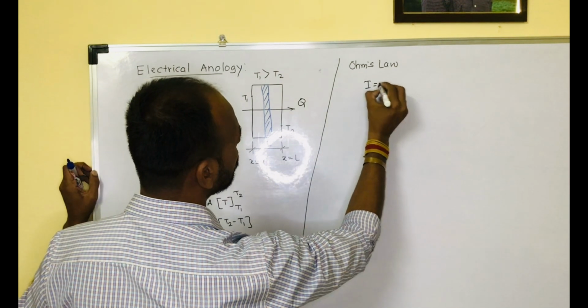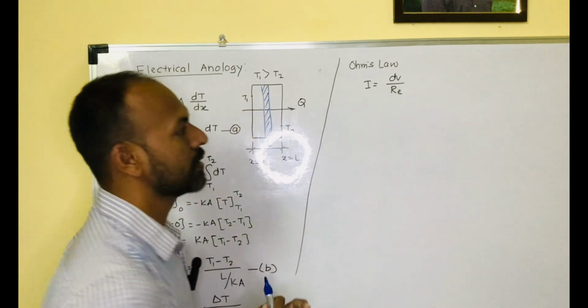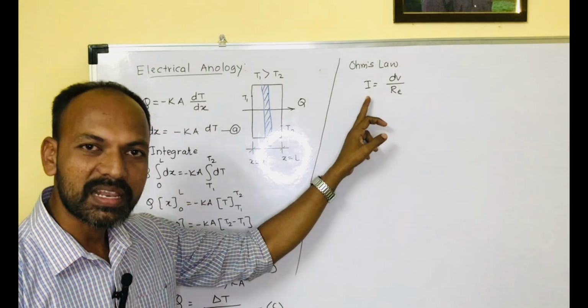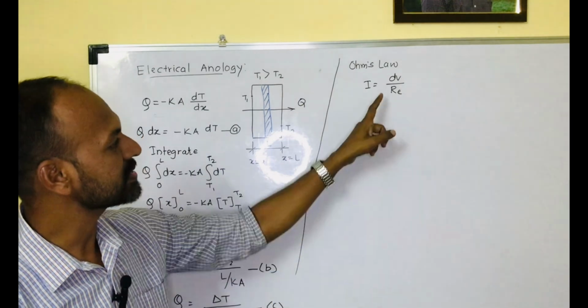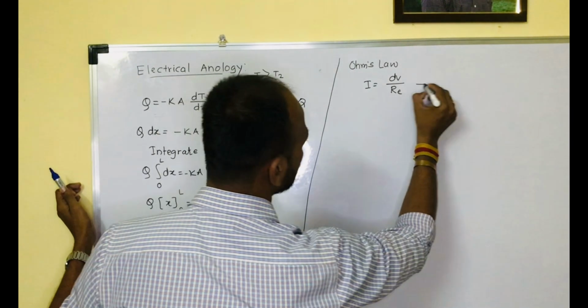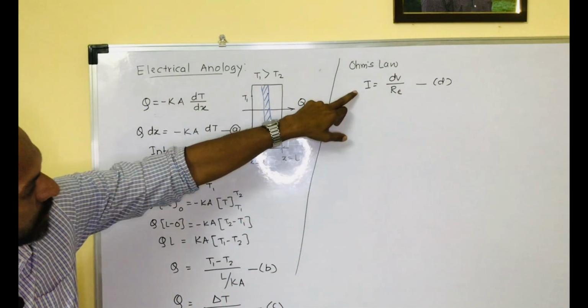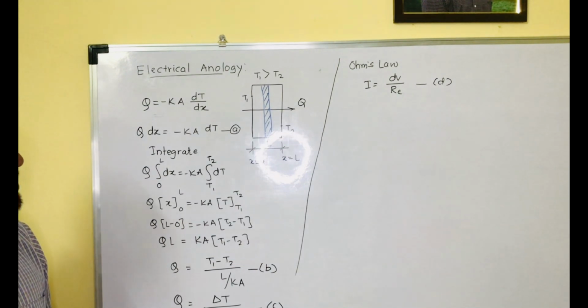I is equal to dV upon RE. What is this I? I is nothing but electric current, dV is potential difference, and RE is nothing but what? Electrical resistance. Now let us call this equation number D. Now let us compare this equation number D and equation number C.